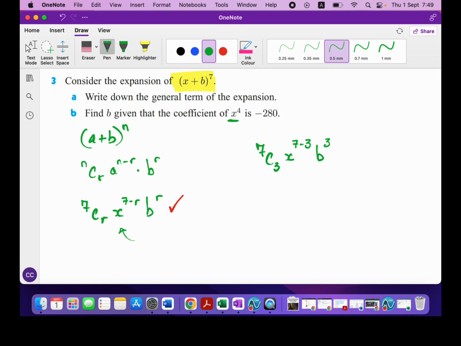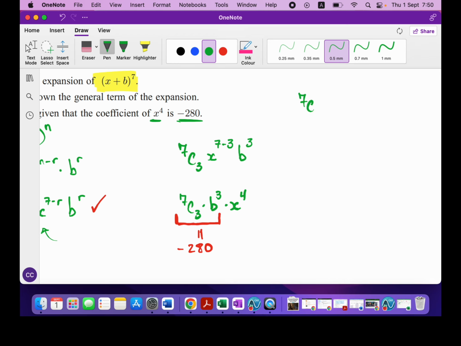Now that's the term we're looking at. What this information is telling me is that if I have 7 choose 3 times, and I'm just going to rearrange this, then this product right here has got to be equivalent to negative 280. So I'm going to set that up: 7 choose 3 times b cubed has got to be negative 280.